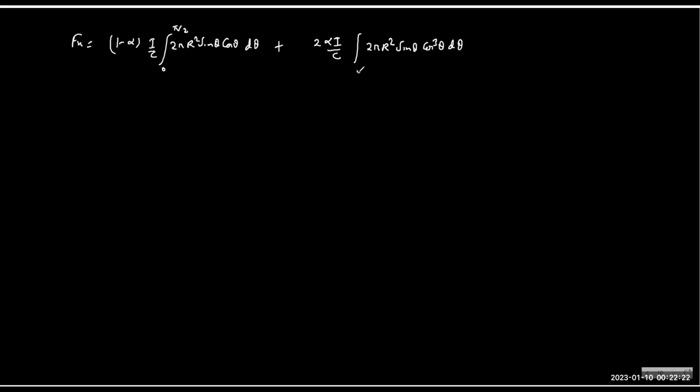So the second term will be this much, right? Sin theta cos cube theta, isn't it? That's it. So 1 minus alpha. Okay, I can take pi r square sin 2 theta d theta, right? Minus cos 2 theta by 2.